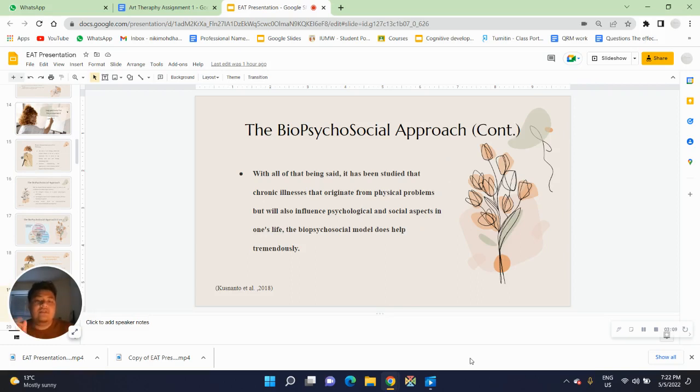Continuing on the biopsychosocial approach, with all that being said, Kusanto et al. did state that the biopsychosocial approach could help in chronic illnesses that originate from physical problems, but will also influence psychological and social aspects of one's life.